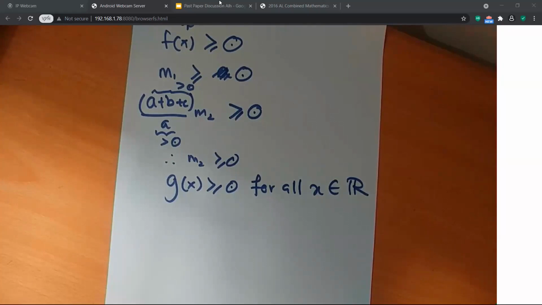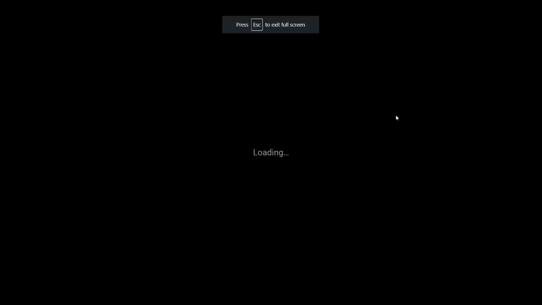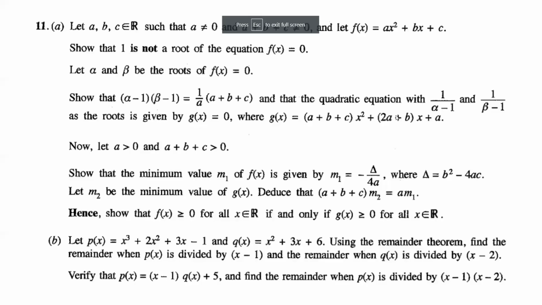So you got what I did, right? They're asking us to say that if f(x) is greater than or equal to 0 for all numbers, then g(x) is also greater than or equal to 0 for all numbers. What we did was we got the minimum value of f(x). So if the minimum value of f(x) is greater than or equal to 0, we found that the minimum value of g(x) is also greater than or equal to 0, which means g(x) itself is greater than or equal to 0. Right. So next, let's move on to the next question.